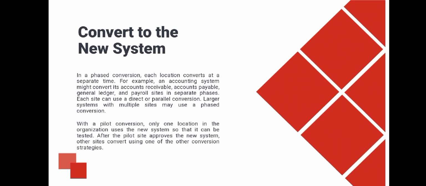In a phased conversion, each location converts at a separate time. For example, an accounting system might convert its accounts receivable, accounts payable, general ledger, and payroll sites in separate phases. Each site can use direct or parallel conversion. Larger systems with multiple sites may use phased conversion. With a pilot conversion, only one location in the organization uses the system so that it can be tested. After the pilot site approves the new system, other sites convert using one of the conversion strategies.